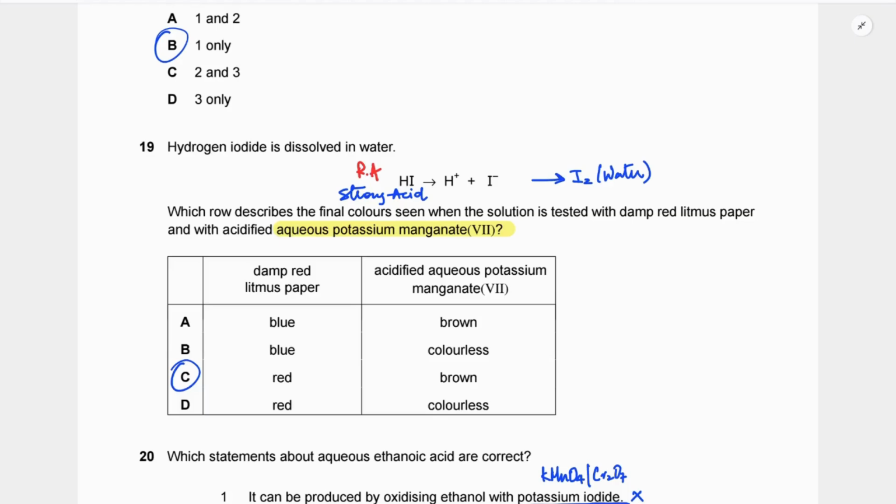So over here, if you are going to use the damp litmus paper, which is of red color, it's going to show the same color. It's not going to turn blue. So we can eliminate A and B.